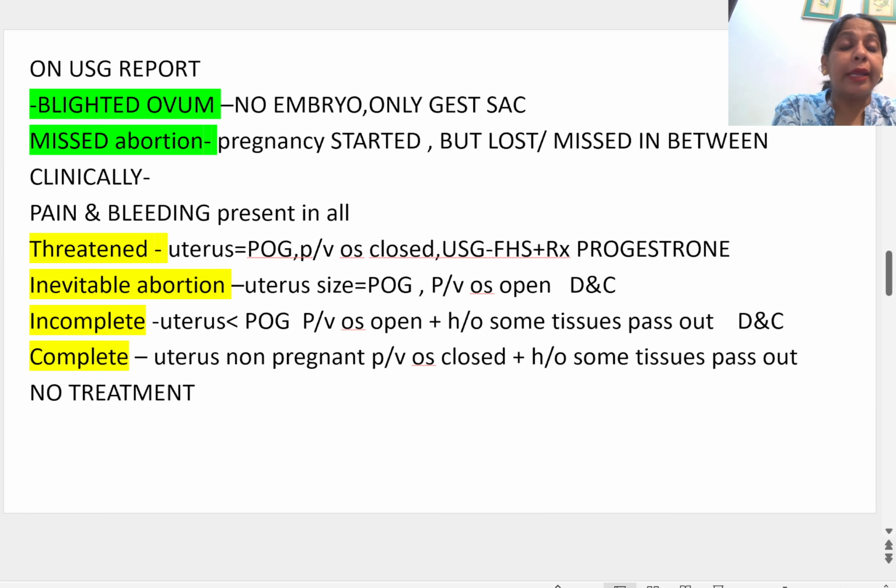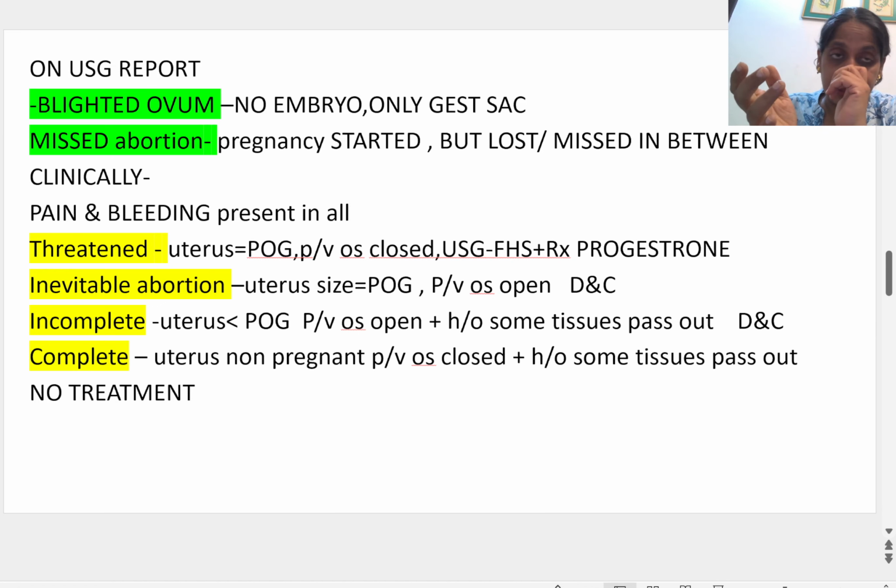Inevitable abortion: here the uterus size is equal to period of gestation. Now I told you, once the abortion started, first it goes into threatened. If it is not treated, then the abortion goes into the inevitable stage. What is the inevitable stage? Where we cannot prevent the abortion, it will occur. Here the uterus size is equal to period of gestation, but the os has opened. The uterus has started contracting and has opened the os. So now we cannot prevent it because the uterus has become active. Now abortion will occur. Here the treatment is DNC.